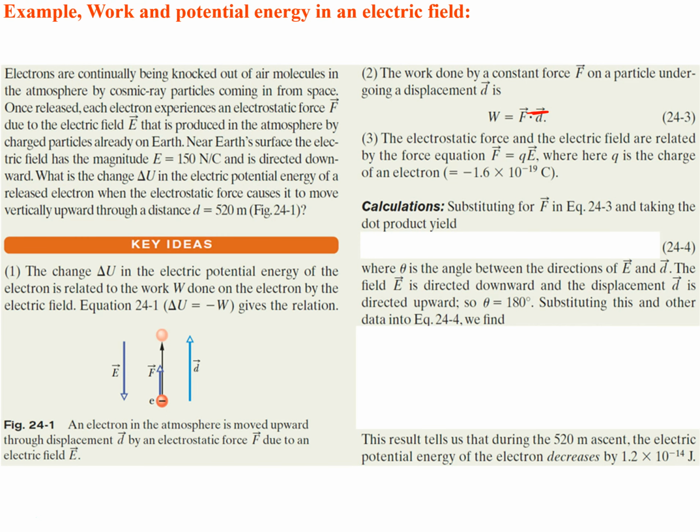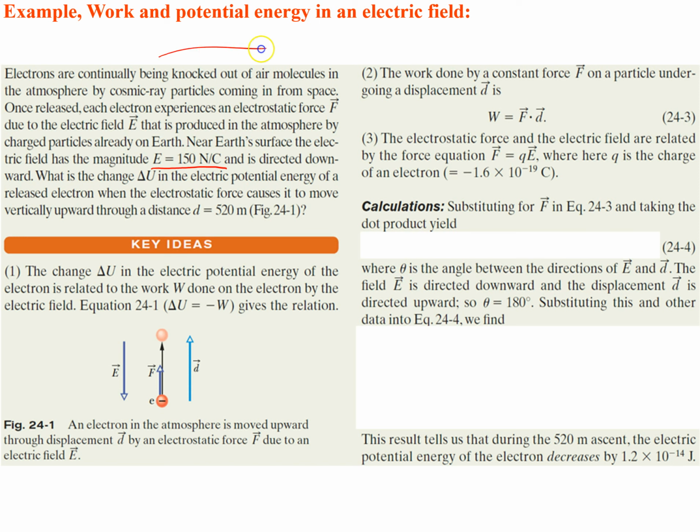Okay, so let's go and do an example. Electrons are continually being knocked out of air molecules in the atmosphere by cosmic ray particles coming in from space. Once released, each electron experiences an electrostatic force F due to the electric field E that's produced by charged particles already on Earth. So there's an electric field on Earth, and these electrons are experiencing electrostatic force due to that field. Near Earth's surface, the electric field has a magnitude of about 150 newtons per coulomb, and it's directed downward.